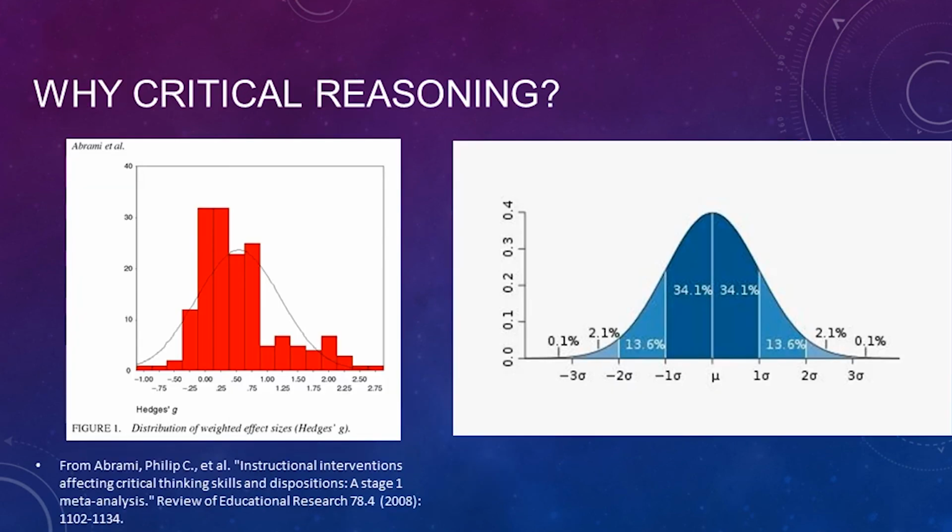Okay, so I'd like to make a brief empirical case for you that this class might be worth your while. So this is from the best, most recent meta-study that I could find on assessments of the effects of classes like this. This is from Instructional Interventions Affecting Critical Thinking Skills and Dispositions, a stage 1 meta-analysis. And the thing on the left is the distribution of how many standard deviations groups were able to go up after taking a course like this.